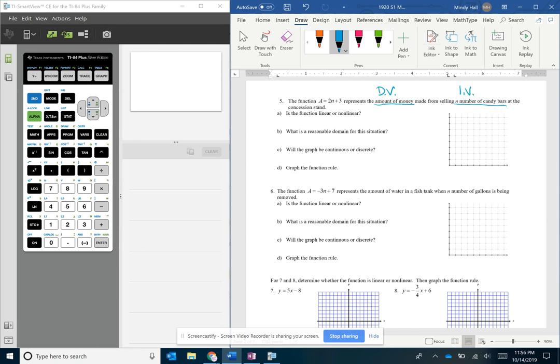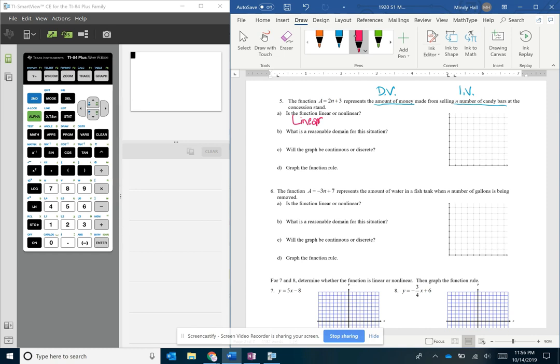So this function is going to be linear because if you notice, there's nothing funky happening to this n. It kind of looks like slope-intercept form. And if it looks like slope-intercept form, remember that y equals mx plus b, then it is going to be a linear function.